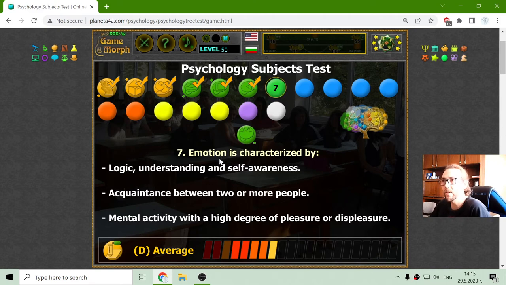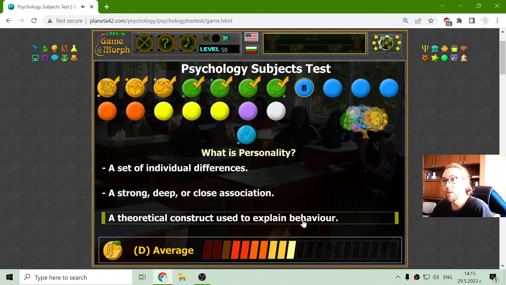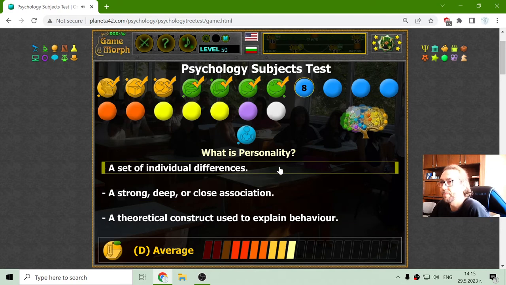Okay, question number 7. Emotion is characterized by logic, understanding and self-awareness. Acquaintance between two or more people, or mental activity with a high degree of pleasure or displeasure. And that should be the emotion. And it is good to be more the pleasurable. But not all emotions are pleasurable.